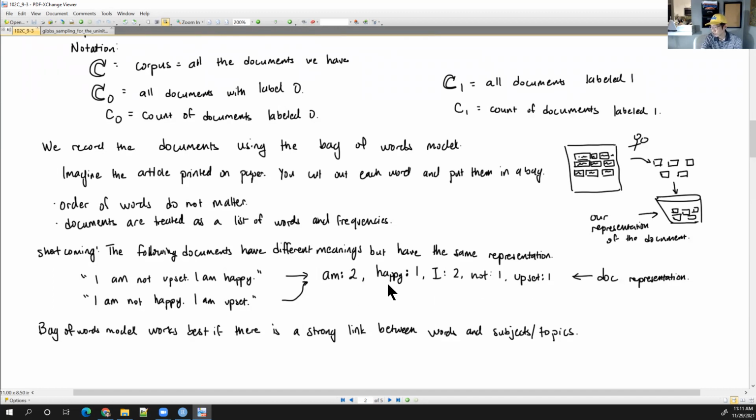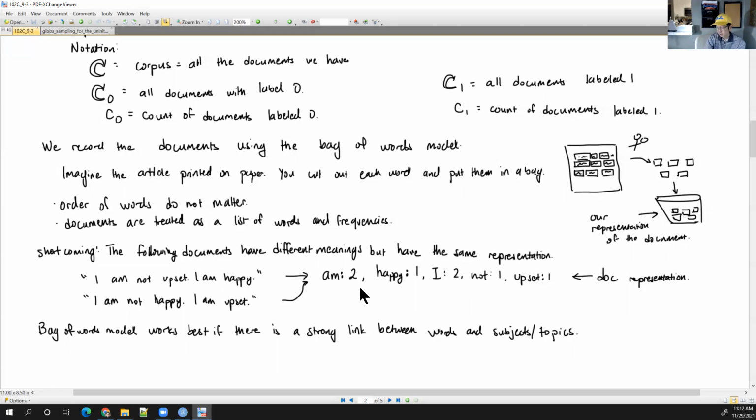So in alphabetical order, we've got a total of 1, 2, 3, 4, 5, 6, 7 words. And those 7 words are broken down to am appears twice, I appears twice, happy once, not once, and upset once, okay? And both of them will have the exact same representation. So whatever cluster we assign these to, both of these will get treated exactly the same, even though these things have different meanings, right?